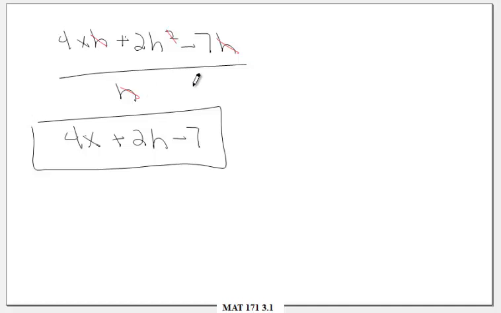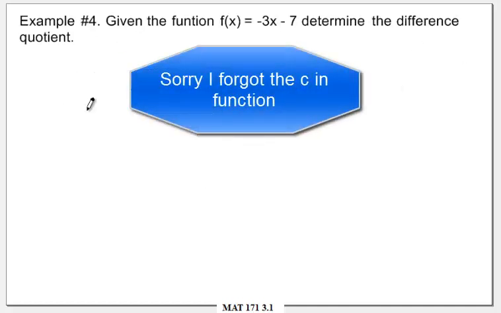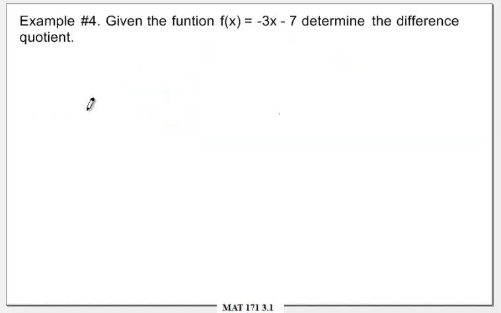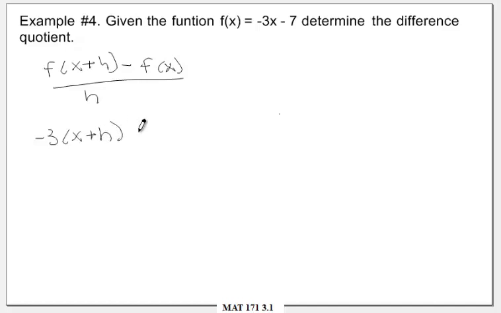For example number 4, given the function f of x is negative 3x minus 7, we're going to determine the difference quotient. And again, we're going to be using the f of x plus h minus f of x over h. So we're going to do negative 3 times x plus h minus 7 minus negative 3x minus 7 all over h.